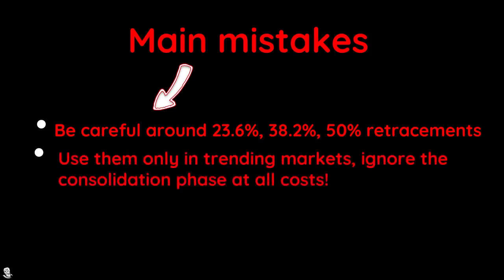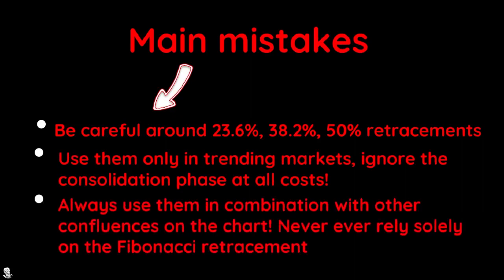Secondly, use them only in trending markets. Ignore the consolidation phase at all costs. Lastly, always use them in combination with other confluences on the chart. Never ever rely solely on the Fibonacci retracements. You want to combine them with technical analysis such as trend lines, EMAs, support and resistance, and impulsivity has to be in your favor on all time frames.